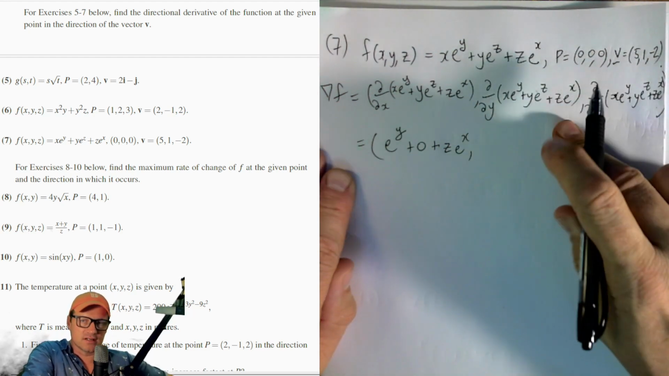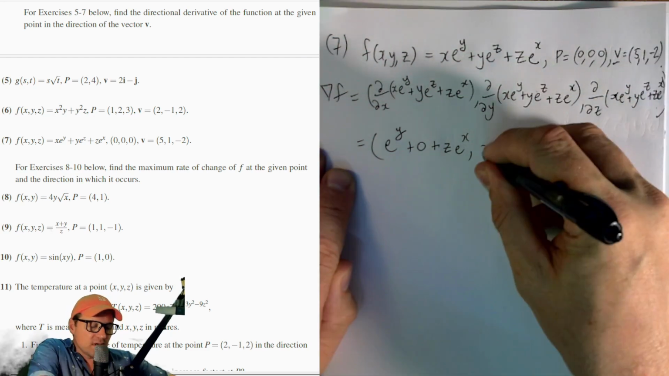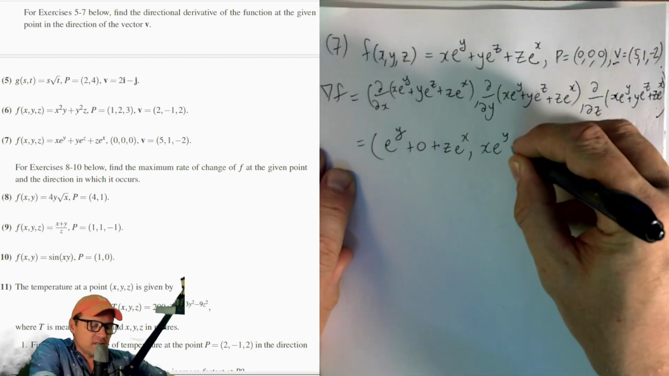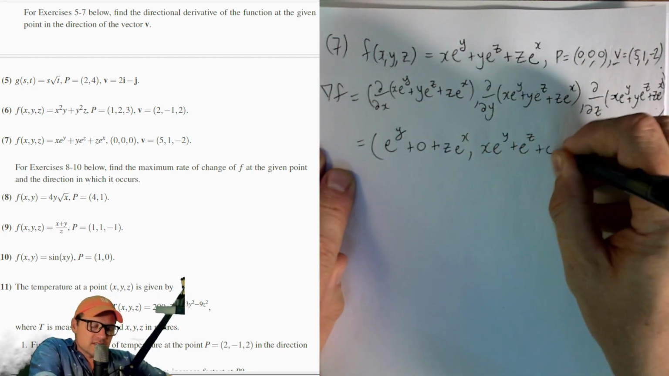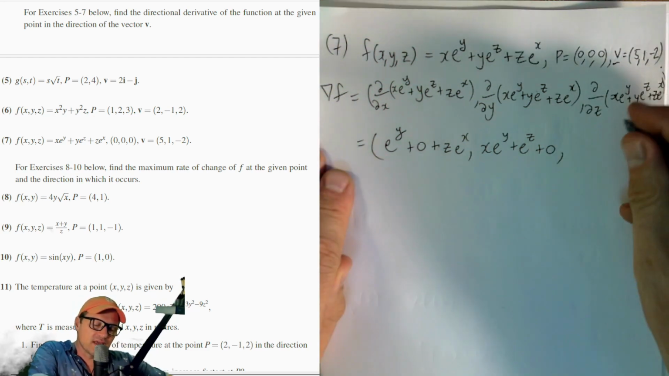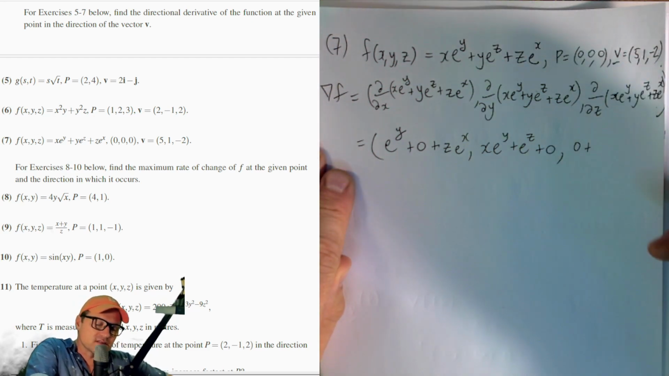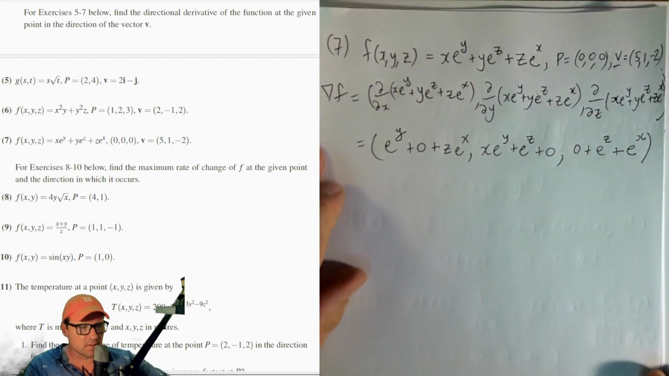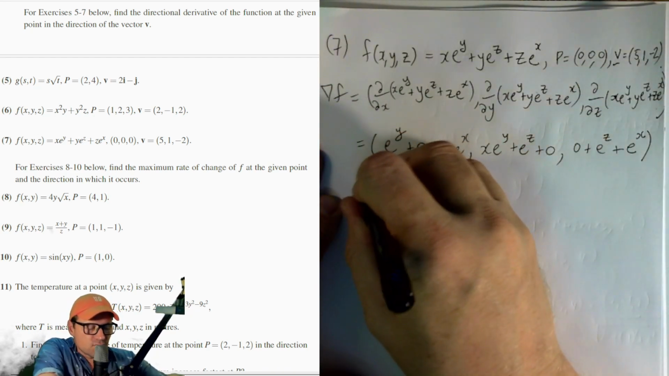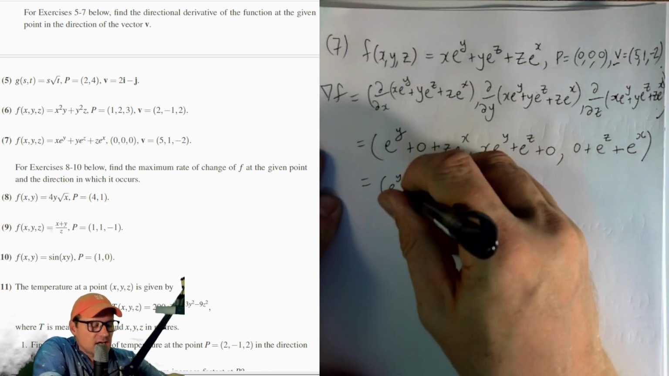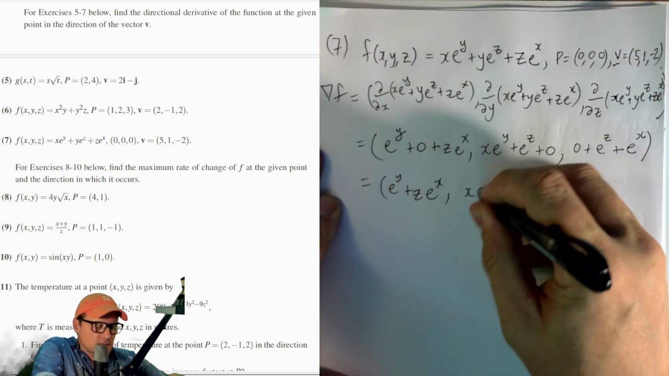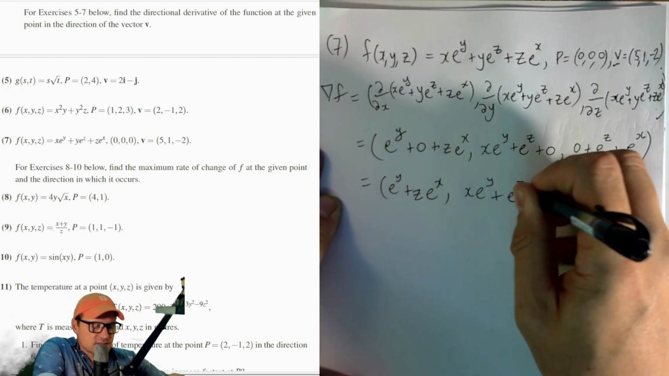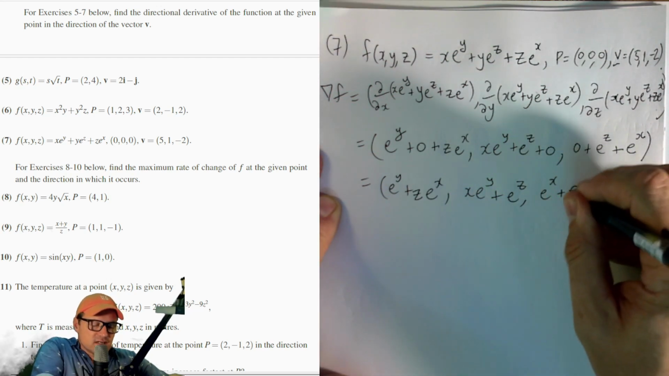Okay, moving on to the derivative with respect to y, we have x e to the y plus e to the z plus 0. With respect to z, we have 0 plus e to the z plus, e to the x, okay? And so let's write this: e to the y plus z e to the x, x e to the y plus e to the z, e to the x plus e to the z.